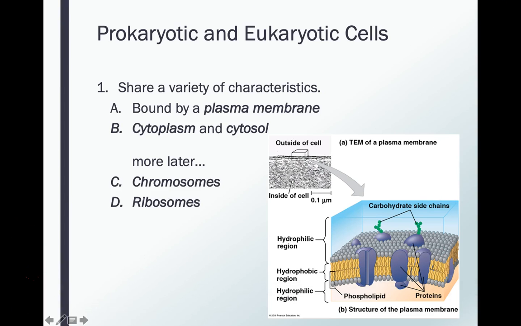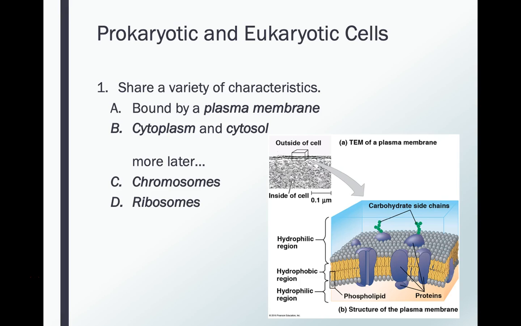If you remember from chapter 1, we talked about 2 types of cells. Our two categories of cells are prokaryotic cells and eukaryotic cells. And there are some characteristics that all of these cells share. There are also a variety of things that make them very different, but all of these cells share some very similar properties. So the first is they are all bound by a plasma membrane.